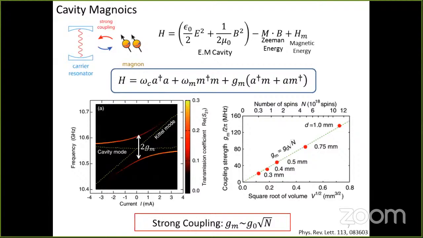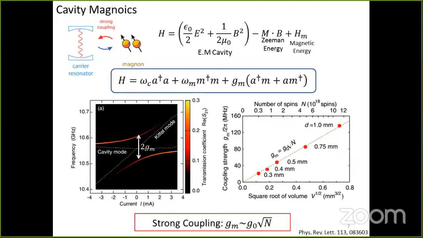A and M are respectively the annihilation operators, the mode operators for these photons and magnons, and they couple to each other like a magnetic dipole type of interaction. So a dagger m plus a m dagger, this type of interaction. By this they are coupled. So what's the advantage here is that this coupling strength g_m is very strong.